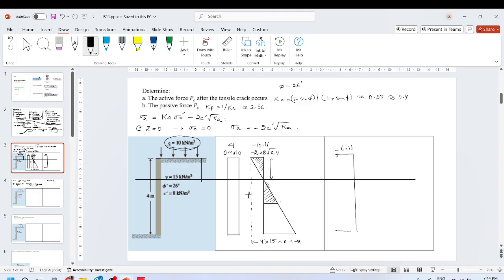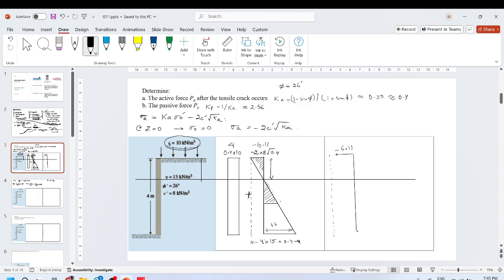Ka is 0.4 into gamma is 15 into height is 4 minus 10.11. This value plus 4. Bottom value 17.89. Net answer, madam. In the right hand diagram, the new diagram. Yeah, this one was 17 point. No, madam.